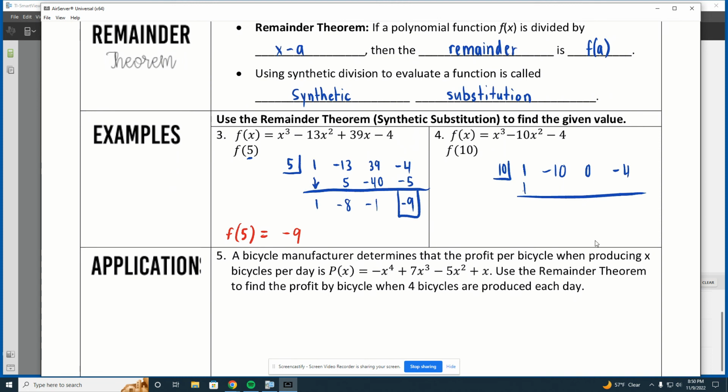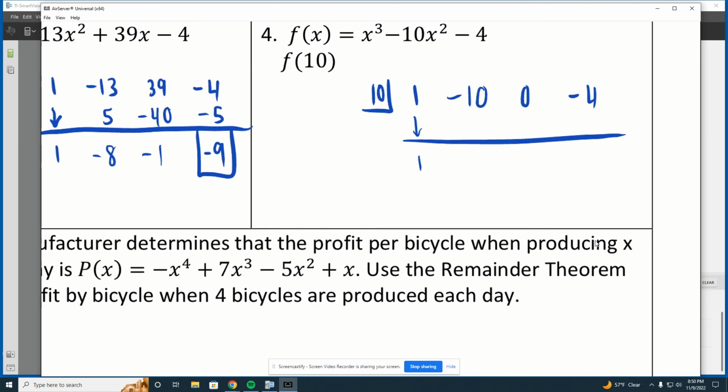So here we go. Bring down the 1 and start multiplying and combining. Guys, what's 10 times 1? 10. What's 10 minus 10? 0. What's 10 times 0? 0. What's 0 plus 0? 0. What's 10 times 0 again? 0. What's negative 4 plus 0? Negative 4. My remainder is my solution. So f of 10 equals negative 4.